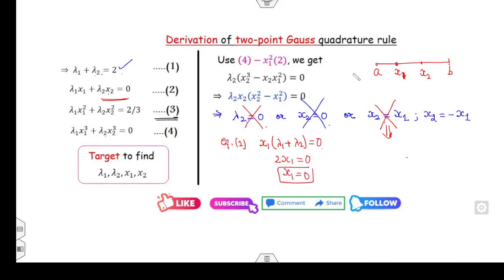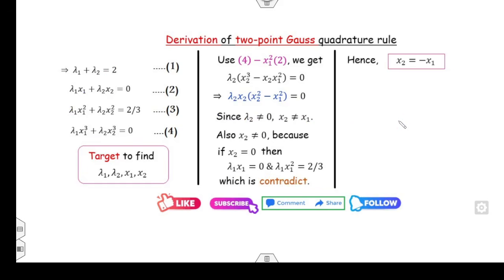Fine. Once x1 is 0, what will happen? From equation number 2, lambda 2 x2 is equal to 0. But lambda 2 can never be 0. That means x2 is 0. That means both are 0, which is not possible, because they do not satisfy equation number 3 as well. So the only choice left is x2 equal to minus x1.